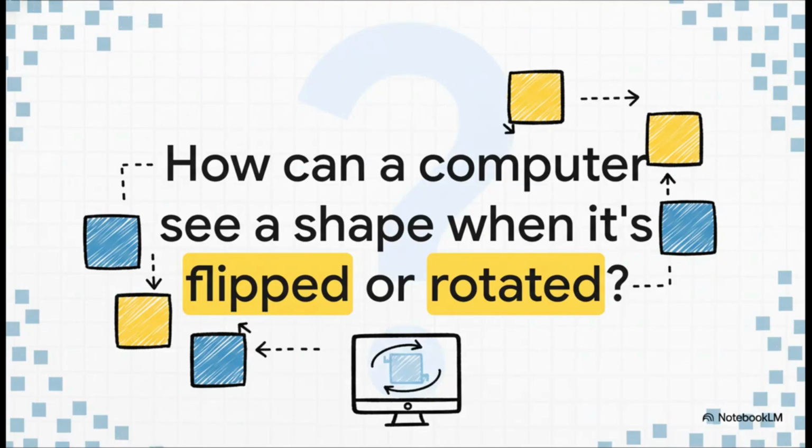Okay, so here's the real puzzle. For you and me, right, a square is a square. Doesn't matter if it's tilted, upside down, whatever. But for a computer, every time you rotate that square, all the ones and zeros that describe it change completely. So how in the world does it know it's still looking at the exact same object? That was the big challenge.